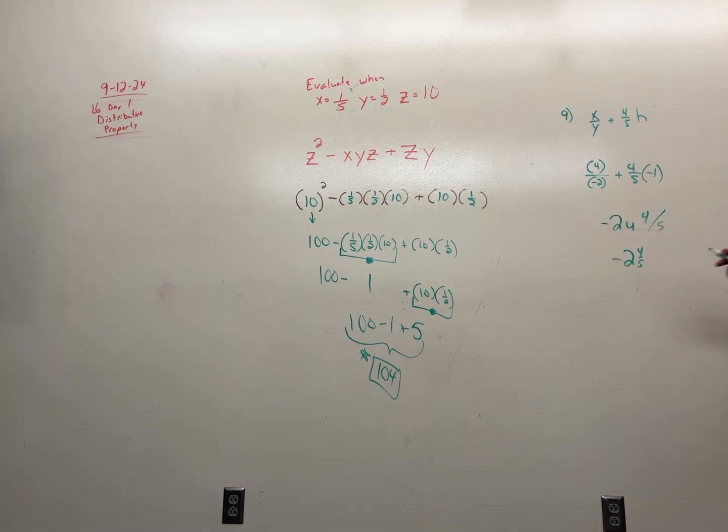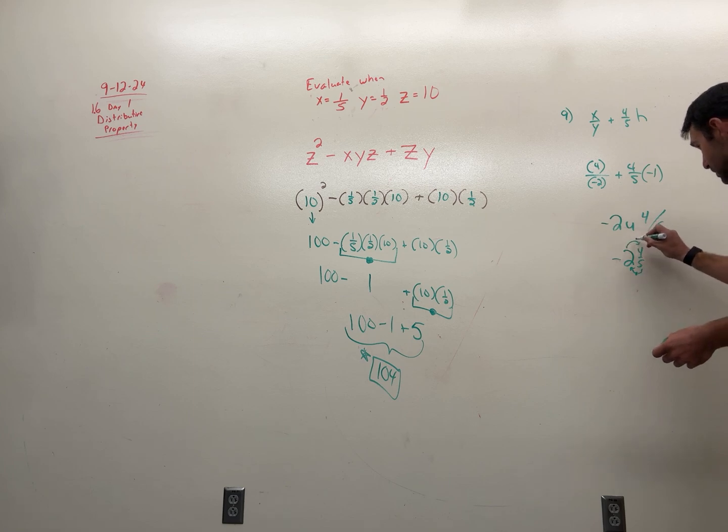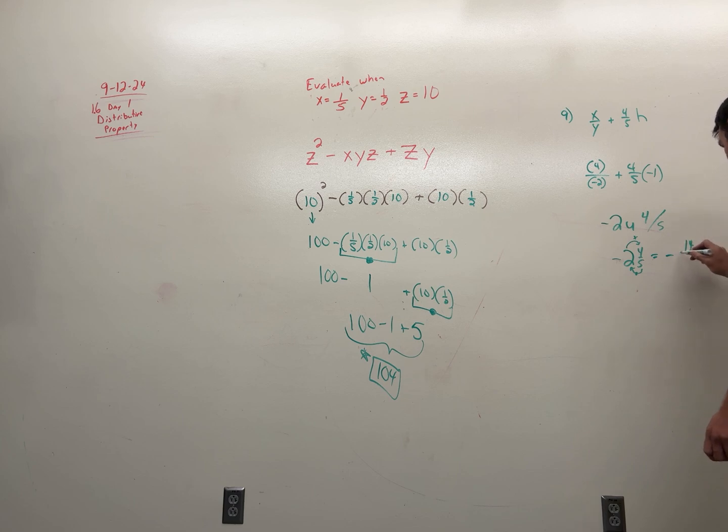Well, how do I change mixed numbers to improper fractions? You have to times the thing. 5 multiplied by 2, the denominator times the whole, plus the top. That gives me negative 14/5.